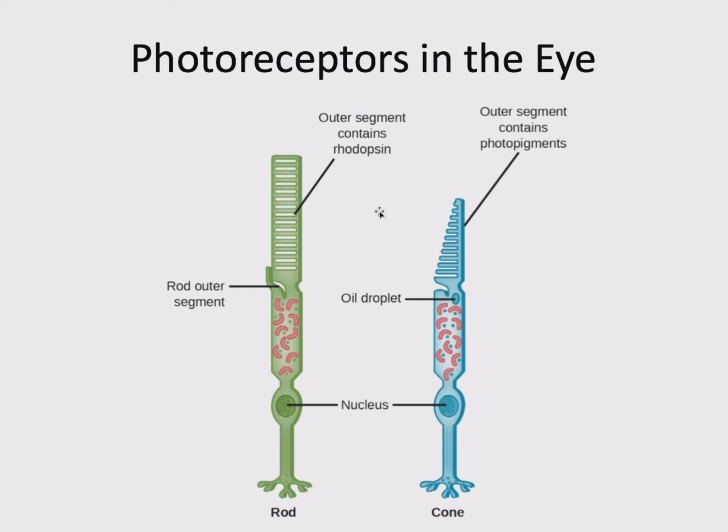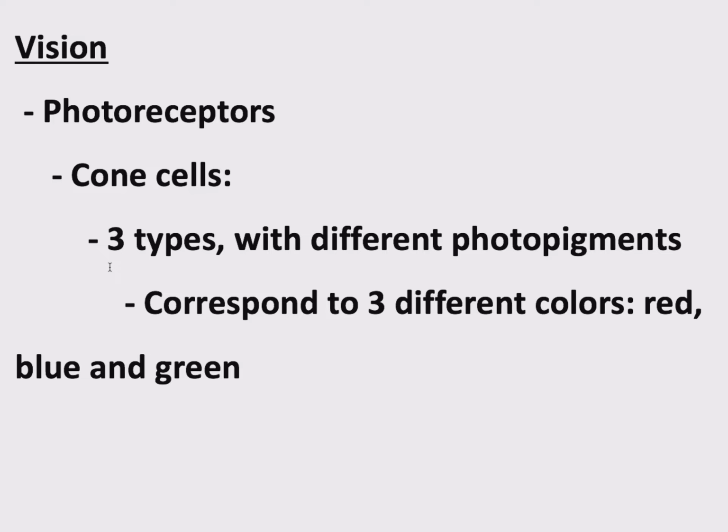In contrast to rod cells, which were black and white only, cone cells are responsible for being stimulated by different wavelengths of visible light, by different colors. So cone cells come in three types. They have different photopigment chemicals that can be stimulated by different wavelengths. So these three types of cone cells correspond to the three different colors.